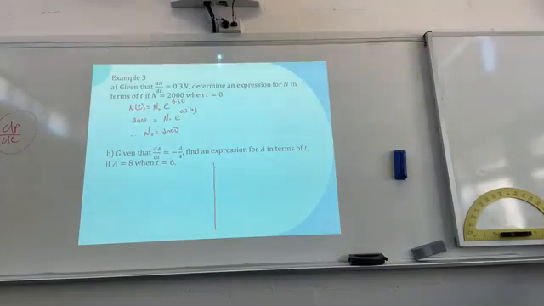What is k for part B? Negative quarter. So sometimes you might want to use 0.25, sometimes you might want to use a quarter. It's up to you.